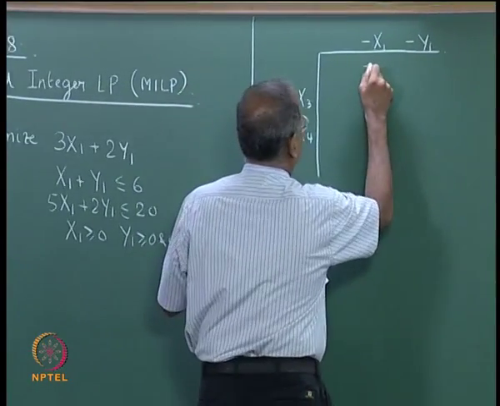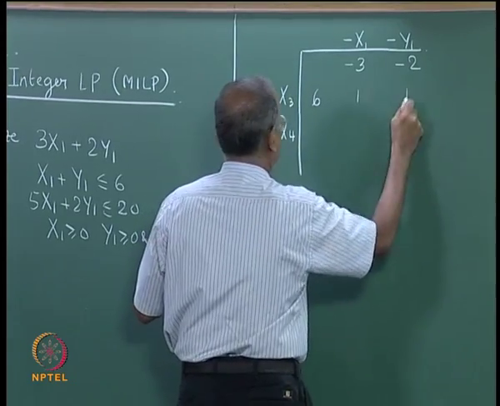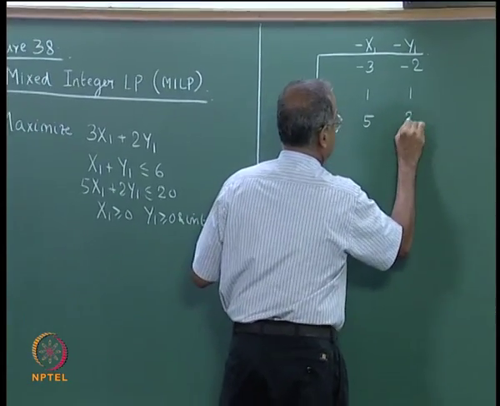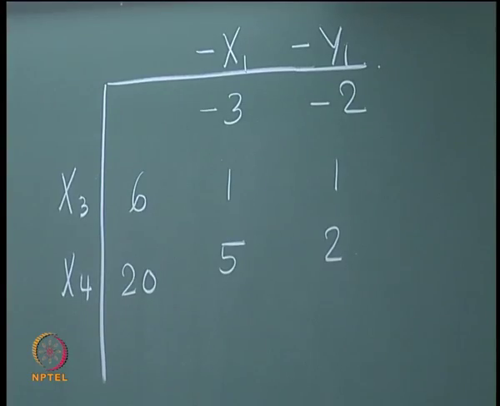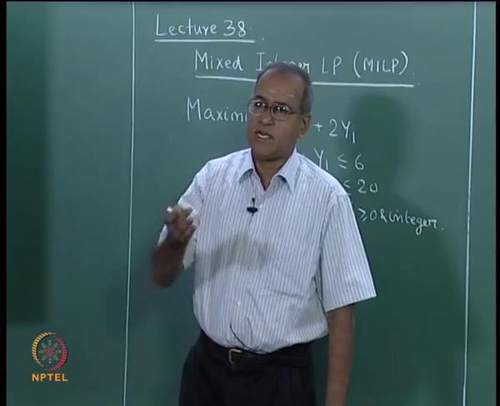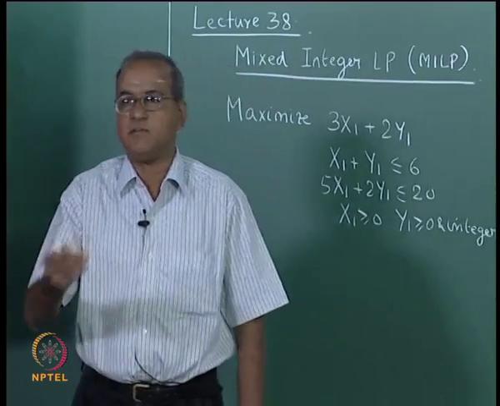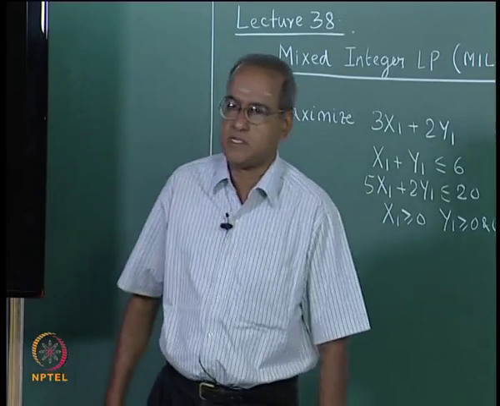So, we will have minus 3 and minus 2 here, we will have 6, 1 and 1, and then we have 20 and then 5 and 2. This is the initial simplex table with x3 and x4 as basic variables and x1 and y1 as non-basic variables. This solution is primal feasible and dual infeasible. Dual has negative values. So, the most negative dual will enter, which is equivalent to the largest coefficient rule, where the most positive Cj minus Zj or the most negative Zj minus Cj will enter for a maximization problem.